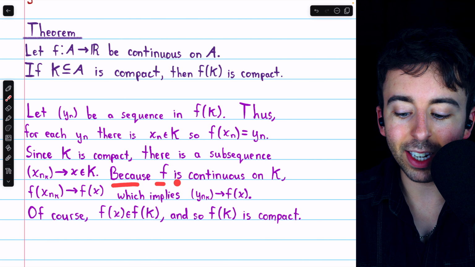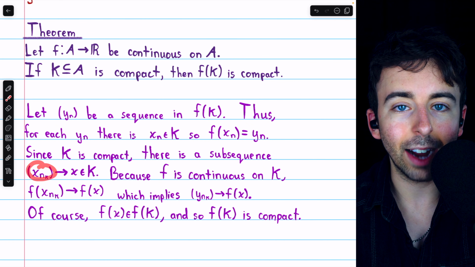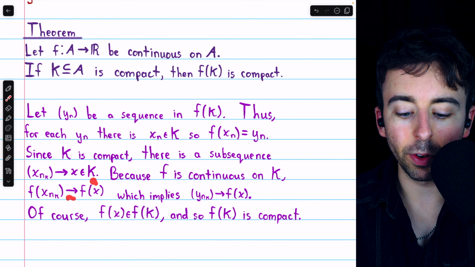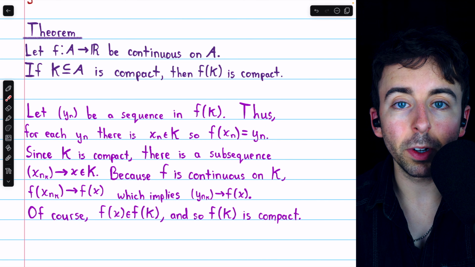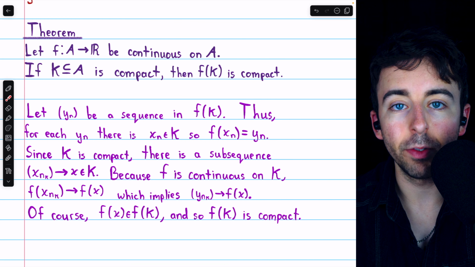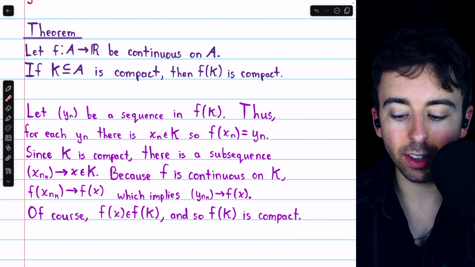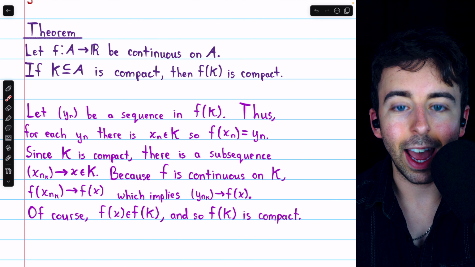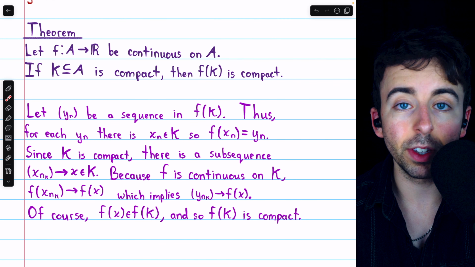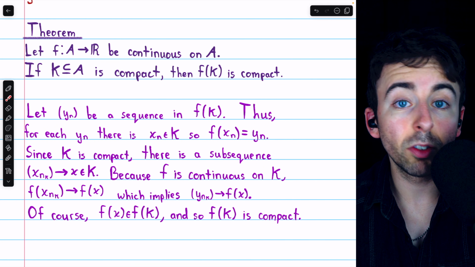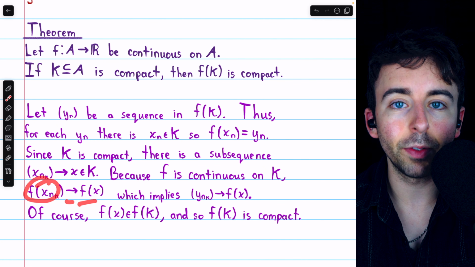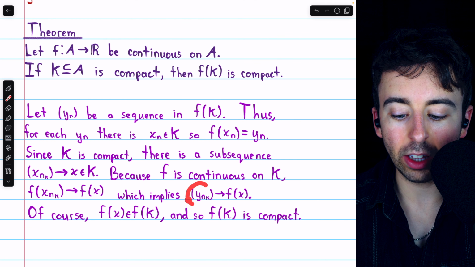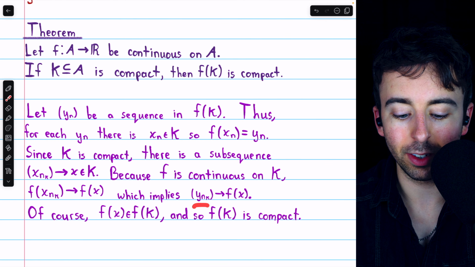But we assumed that f is continuous on K, so if this subsequence x_{n_k} converges to x, then the sequence of images f of x_{n_k} must converge to the image of the limit, f of x. But then remember, each y_n is just equal to f of x_n. So we could consider a subsequence y_{n_k}. Each y_{n_k} would just be the image f of x_{n_k}. So y_{n_k} is just the subsequence of y_n consisting of the terms that correspond to x_{n_k}. So of course, if f of x_{n_k} converges to f of x, well, each f of x_{n_k} is just a term y_{n_k}. Hence, the sequence y_{n_k} must also converge to f of x, because these two sequences are one and the same.